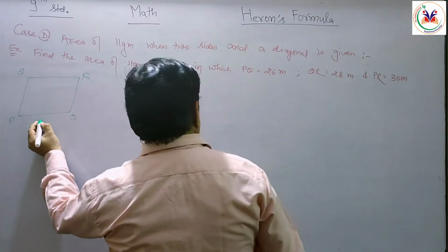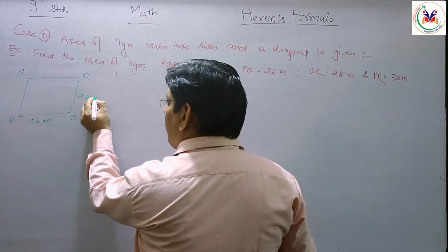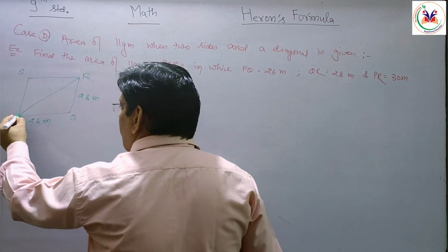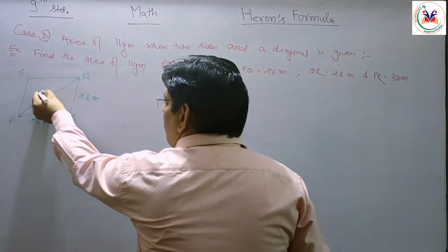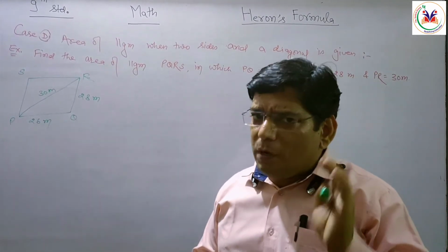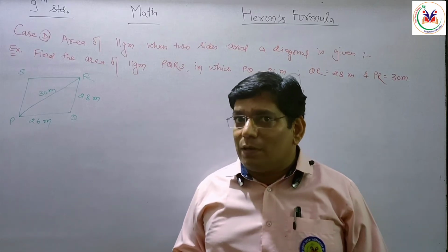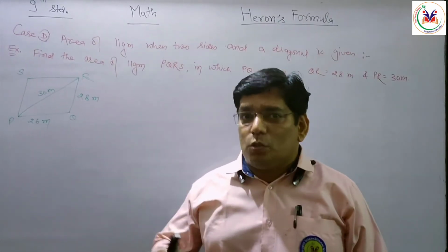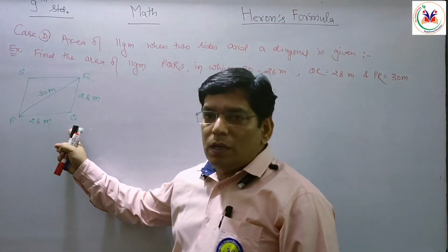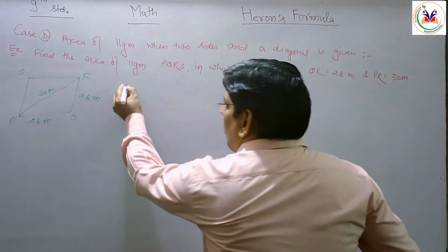PQ is 26 meter, QR 28 meter, and PR, that is 30 meter. Now, before starting the area of parallelogram, we have to be aware regarding the property of parallelogram, and that is opposite sides must be equal and parallel. So if you want to calculate the area of parallelogram, we have to keep in mind, if PQ is 26, so SR is also 26.